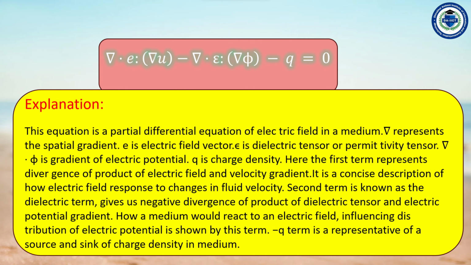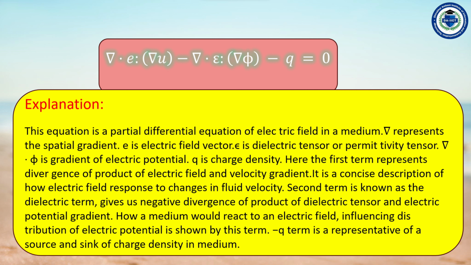Explanation. This equation is a partial differential equation of the electric field in a medium. Del represents the spatial gradient. E is the electric field vector. Epsilon is the dielectric tensor or permittivity tensor. Del phi is the gradient of electric potential. Q is the charge density. Here the first term represents the divergence of the product of electric field and velocity gradient. It is a concise description of how the electric field responds to changes in fluid velocity.